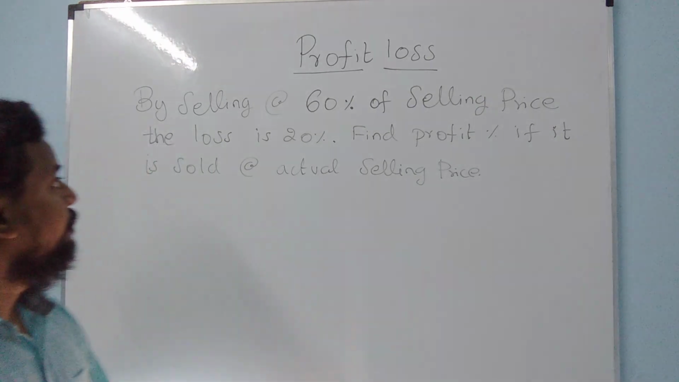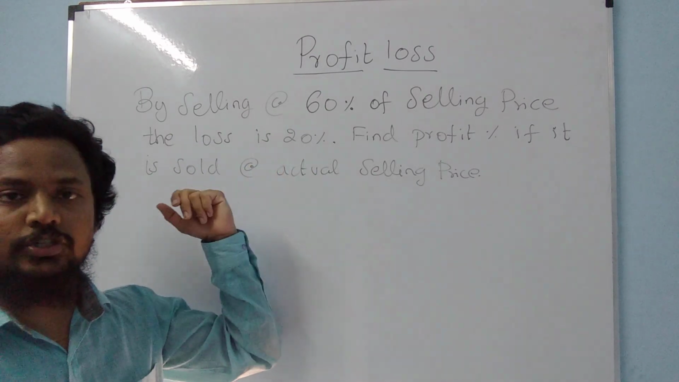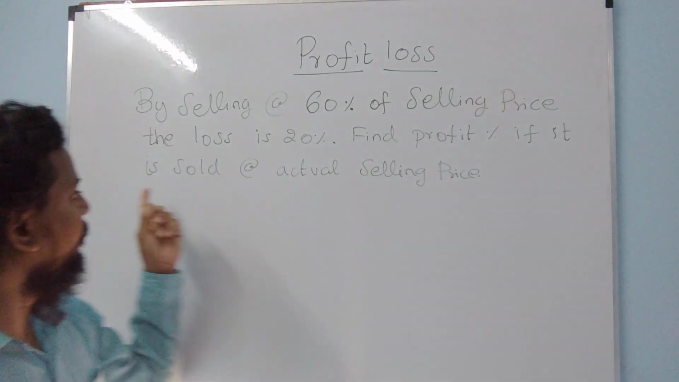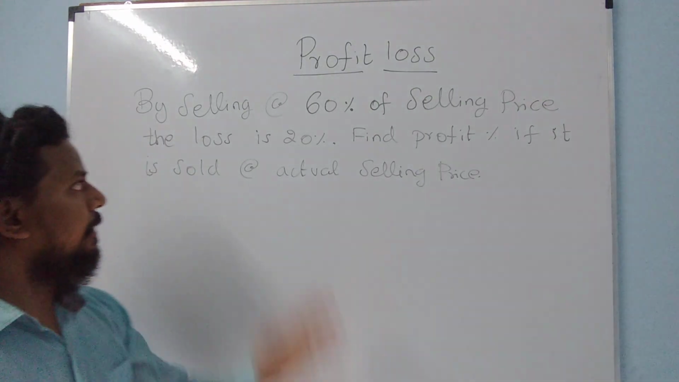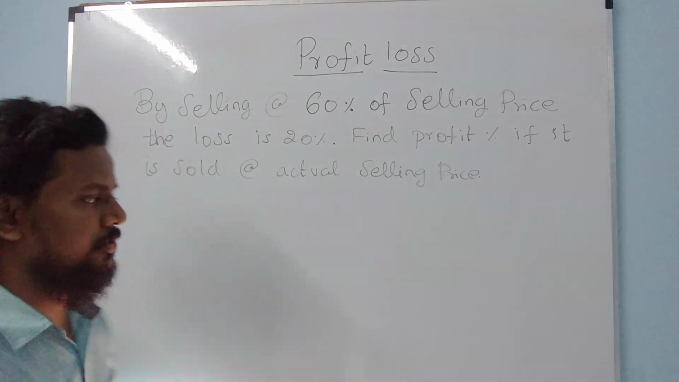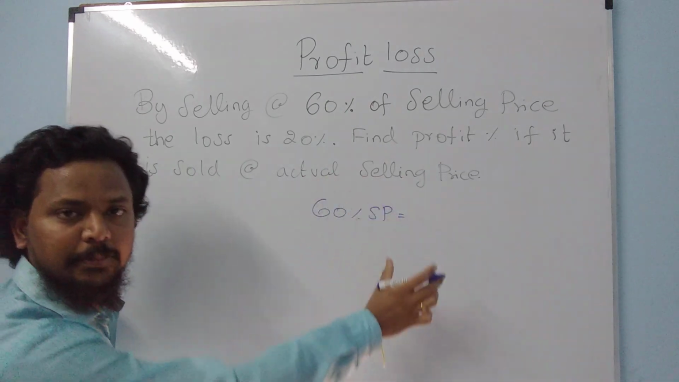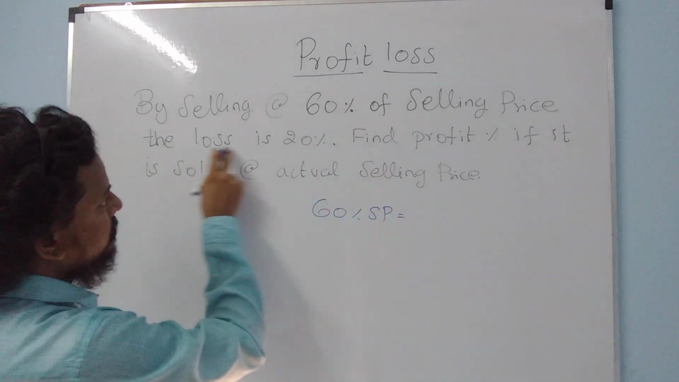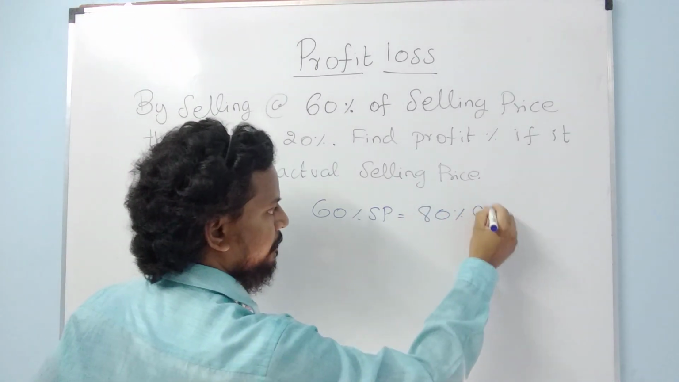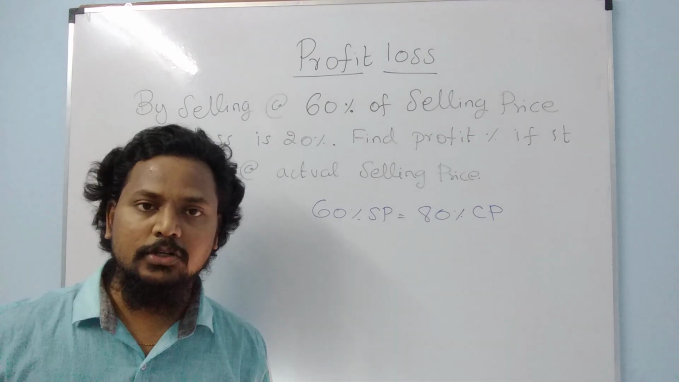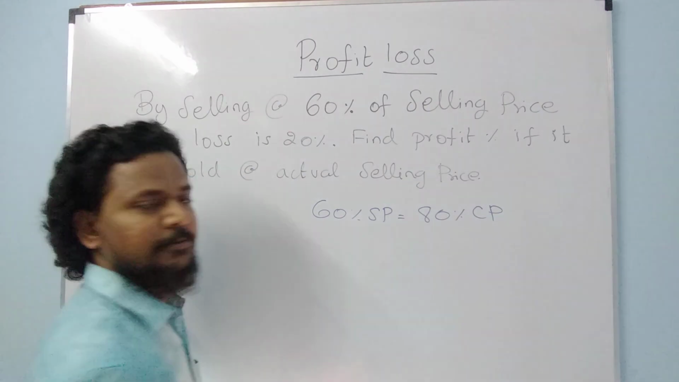It is given here: by selling at 60% of selling price, the loss is 20%. Find the profit percent if it is sold at the actual selling price. What does it mean? Actual selling price, SP. But now it is sold at 60%, so we take 60% of SP. What happened? Loss is 20%. When the loss is 20%, we can connect this to 80% of my investment. My investment is CP. I lost 20%, so I get only 80% of CP.